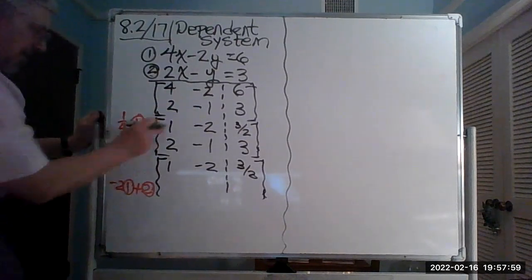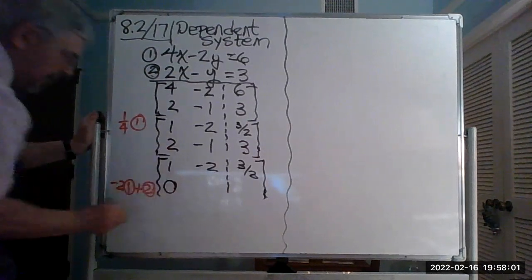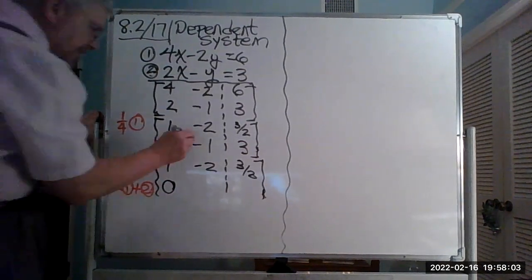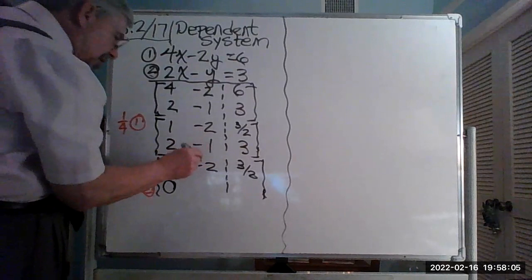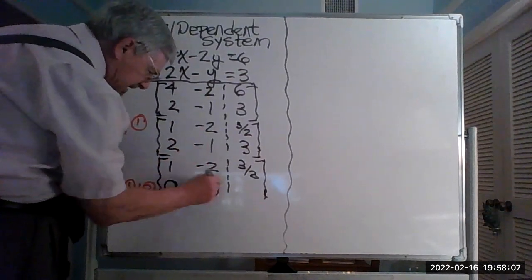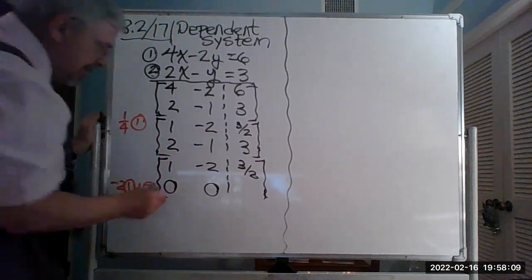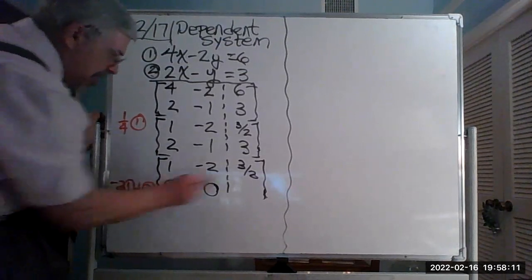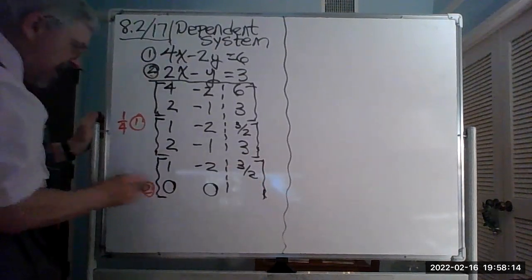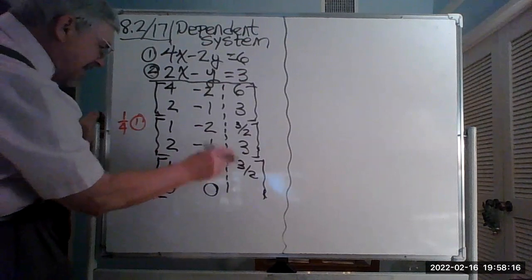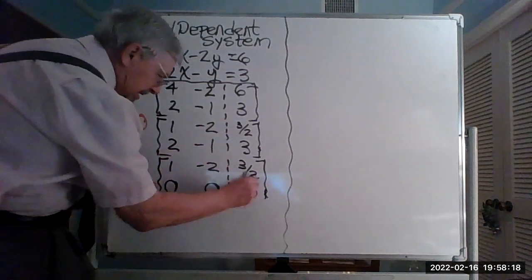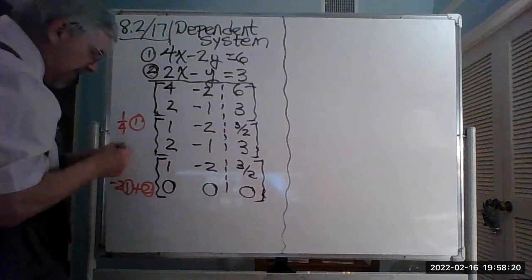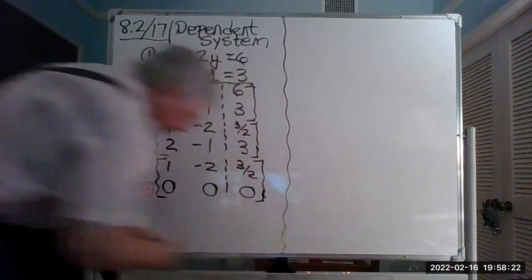So -2 times 1 is -2 plus 2 is 0. -2 times -1 is +2 plus a -2 is 0. Uh-oh. Let's see. -2 times +3/2 is -3 plus 3 is 0. Oh, man. Okay, but that's okay. So here I got a true statement.